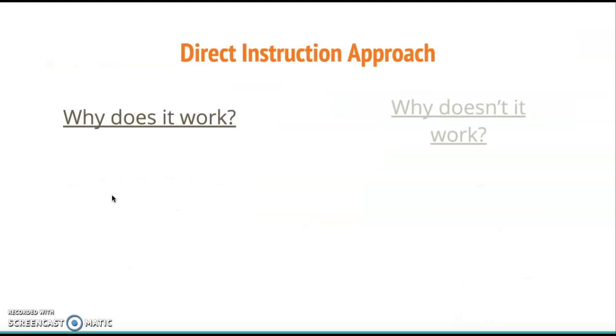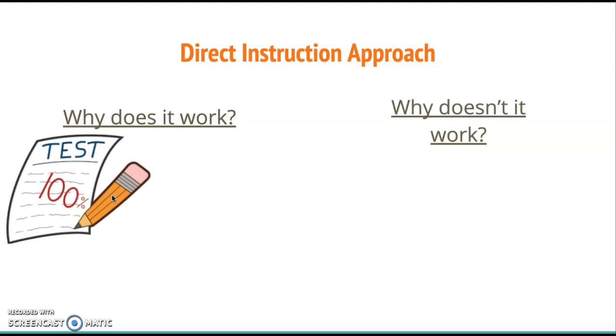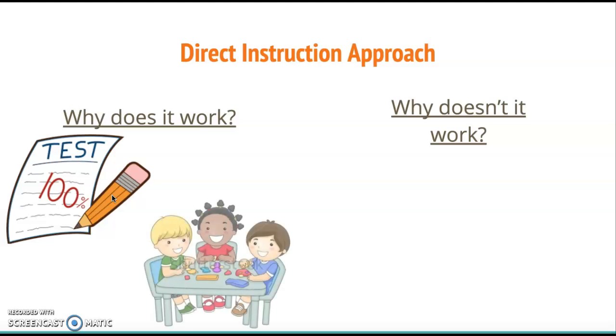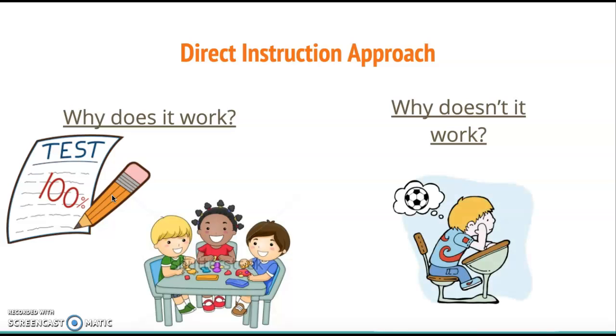What works and what doesn't work for the direct instruction approach? Why does it work? It works because the students know exactly where they're at. They can see exactly what they're doing wrong and right, so it can be corrected. Also, students with learning disabilities often have poor social skills. Doing group work in class can give them a little boost that they need to talk to the students around them and their peers.